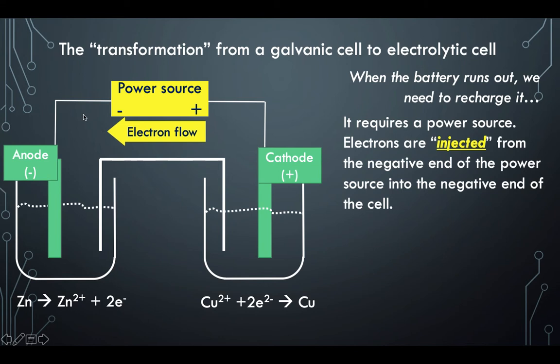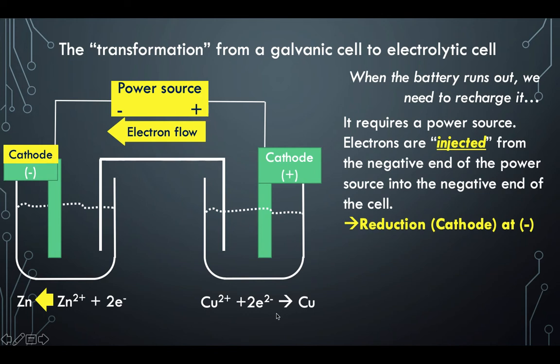And because electrons are injected here, this oxidation reaction is forced to go backward. There used to be an oxidation here at the negative end of the cell. Now, because of the injection of electrons, it's forced to go in reverse, and therefore it becomes a reduction reaction. So the anode becomes the cathode. Okay? On the other half, what happens is that the electrons here are attracted by the positive end of the power source. Okay?